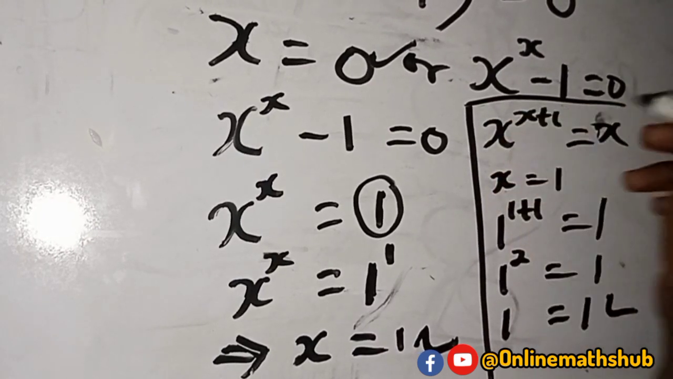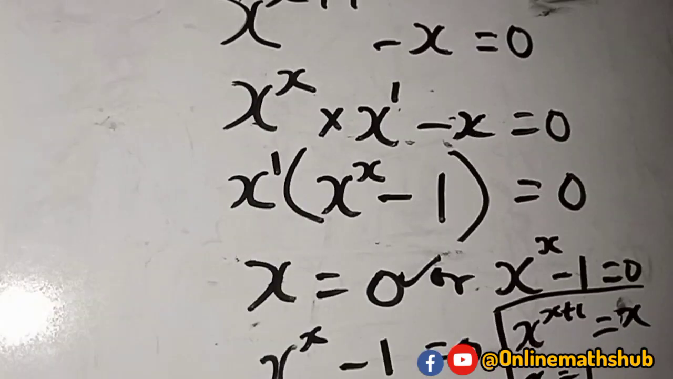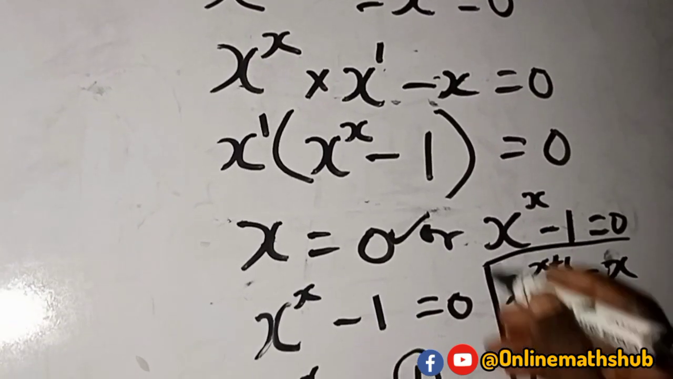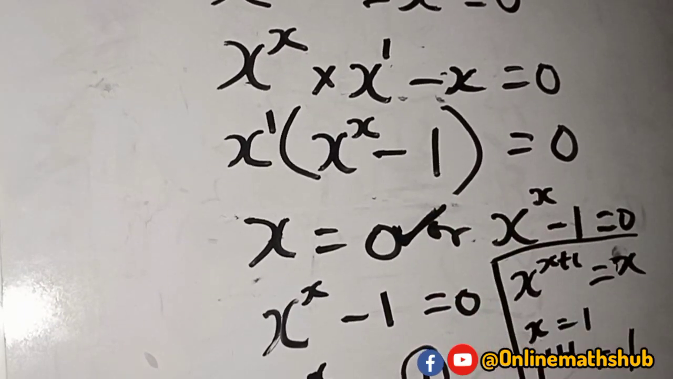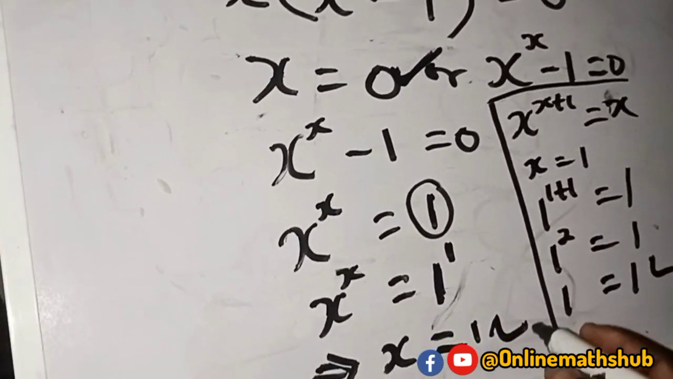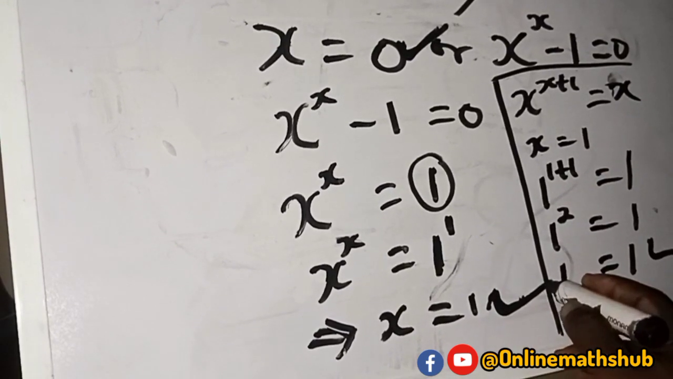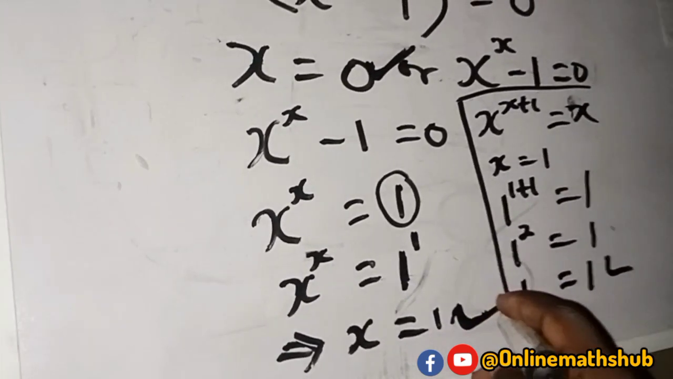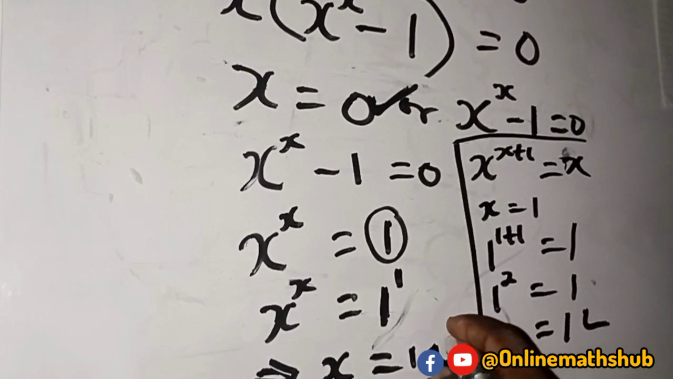And so we are seeing that the two solutions for this equation are that x is equal to 0 or x is equal to 1. And of course, we've checked that the two of them satisfy this equation.